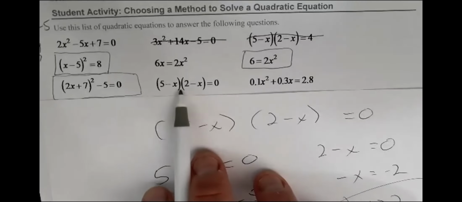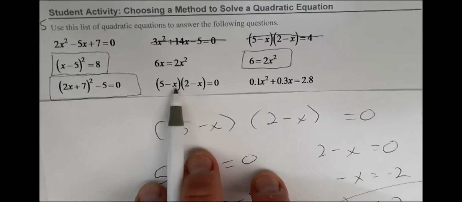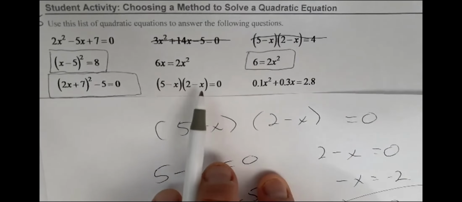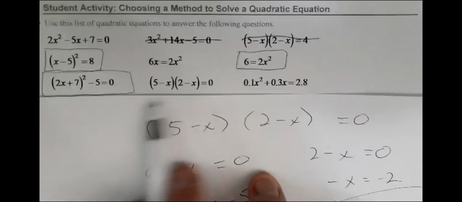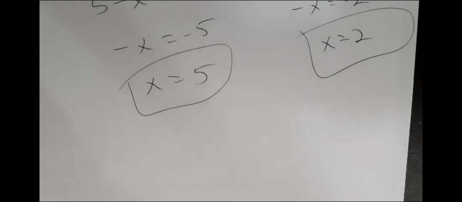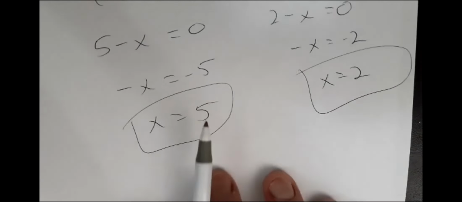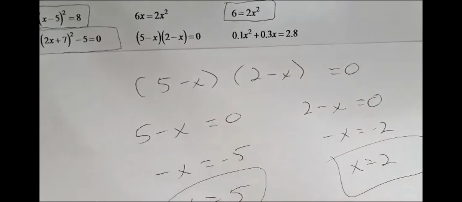And if we plug back in 5 here, we're going to get a 0 here. If we plug back in 2, we're going to get a 0 there. It's going to make this a true statement. So you can always go check your solutions, see if they make them a true statement.